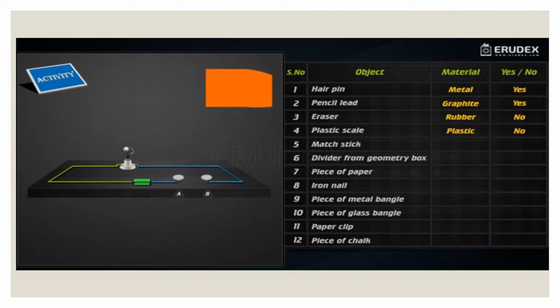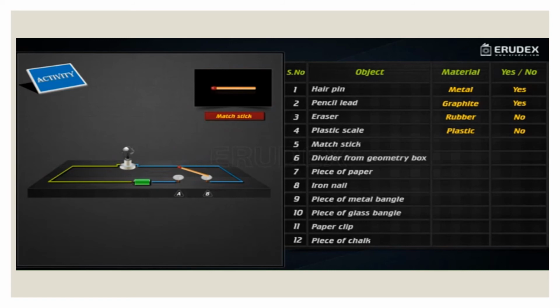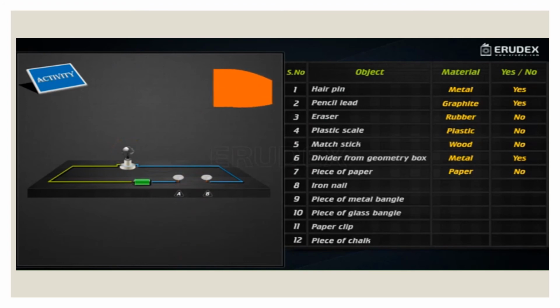Matchstick we will take next. We'll put the matchstick. Is the bulb glowing? No. So it is no. Now we have taken divider from geometry box. Now divider, we'll connect it with the other drawing pin. It is glowing. The bulb is glowing, you can see. That means it is a conductor. It is made of metal. Yes. Piece of paper we are taking. We've placed the piece of paper between drawing pins. It is not glowing. Paper, no.